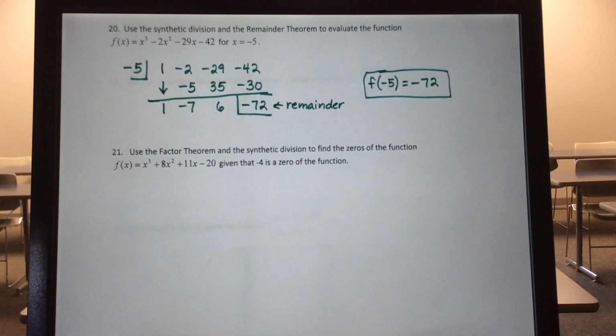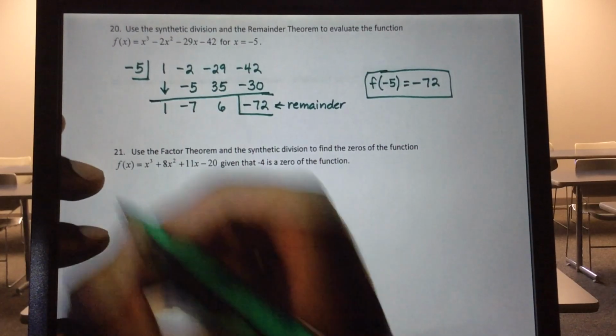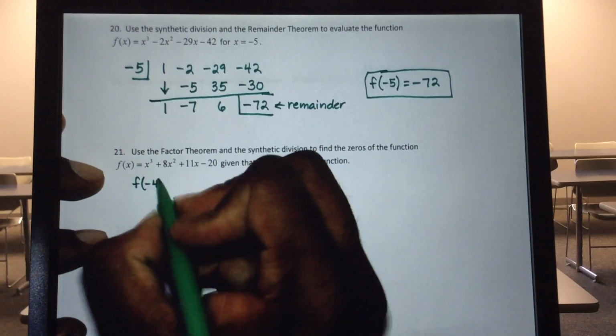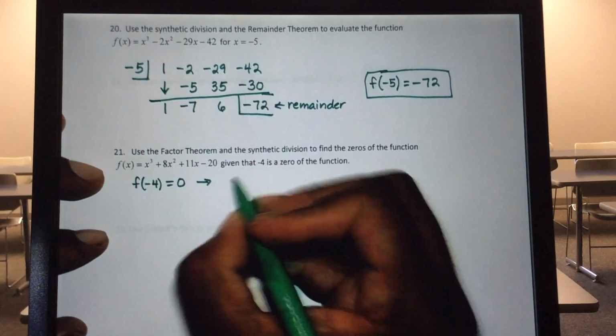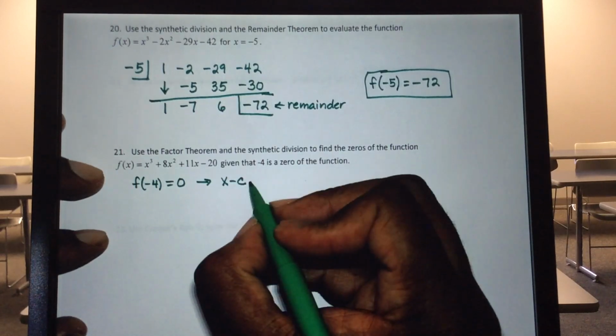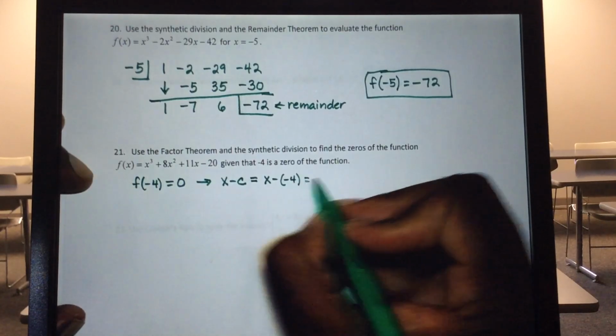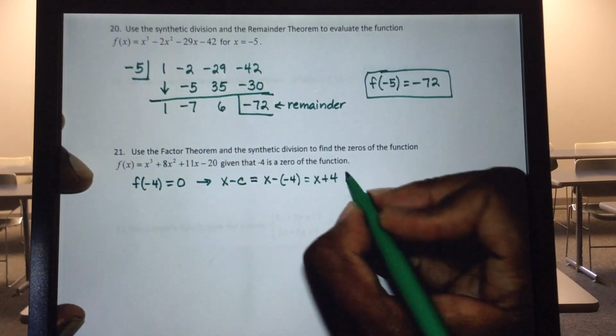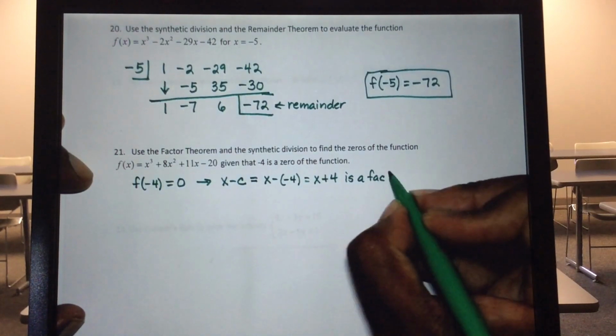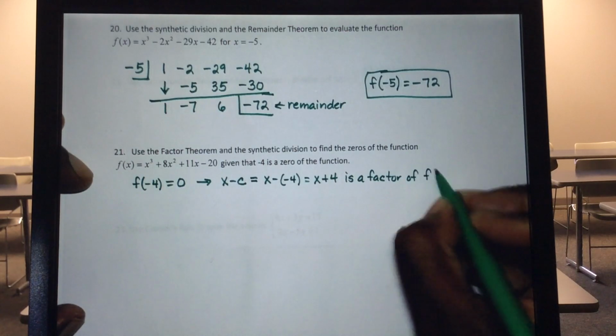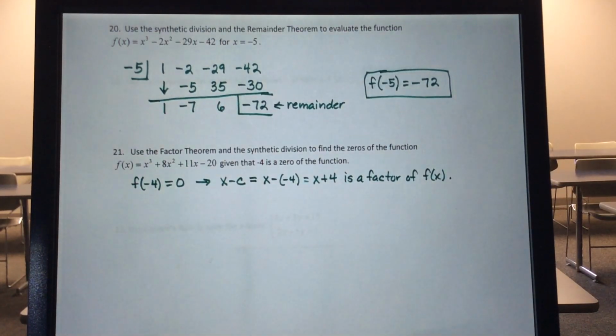Use the factor theorem and synthetic division to find the zeros of the function f of x equal to x cubed plus 8x squared plus 11x minus 20, given that -4 is a zero of the function. Well, if -4 is a zero of the function, that means f of -4 has to be equal to 0. And that's going to mean that x minus that constant, which is in this case x minus the -4, or simply x plus 4, is a factor of the function f of x. So we know one of the factors is x plus 4.